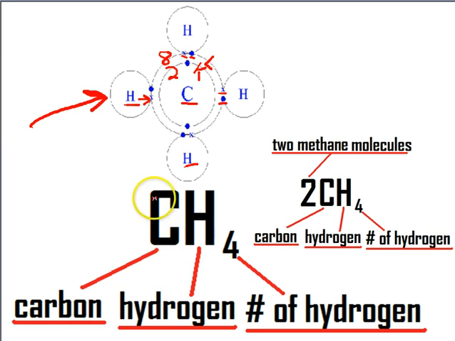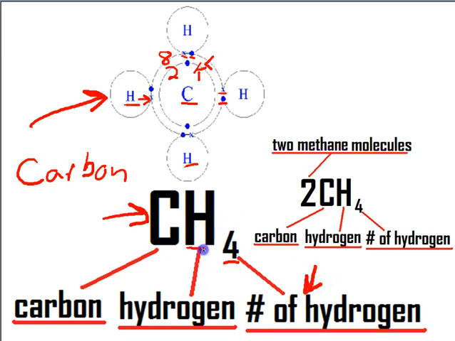Now, here's the shorthand way of saying it. Instead of writing it all out, or instead of writing out carbon, we just use the symbols. The large C stands for carbon, the large H stands for hydrogen. And this subscript right here is the number of hydrogens, because it's right next to the hydrogen.